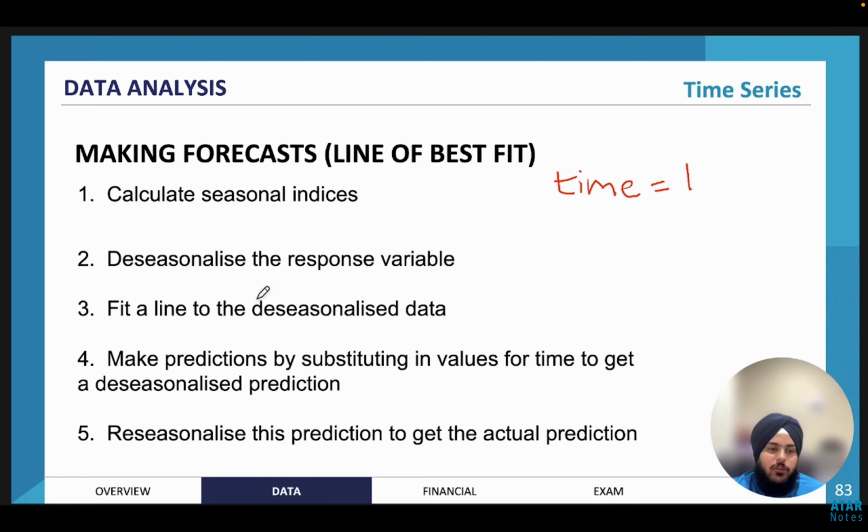Once you've modeled the value, you can make predictions. You can use that model to predict a certain value, let's say 20 years down the line, what's going to be the ice cream sales if we continue on this pattern. Again, it's going to be extrapolation, so the value is going to be very inaccurate. And then finally, we need to reseasonalize this prediction to get the actual prediction, because we've only calculated the deseasonalized value, not the actual value.